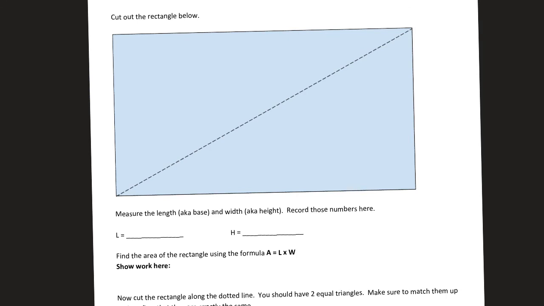Okay, so choice 3 has some instructions. It says cut out this rectangle. I'm going to cut out the outsides. Ooh, that was bad drawing, but that's okay. Okay, then you're going to measure the length and the height. Okay, find the area, and it's going to guide you through some questions, figuring out how do we get that formula for the area of a triangle.